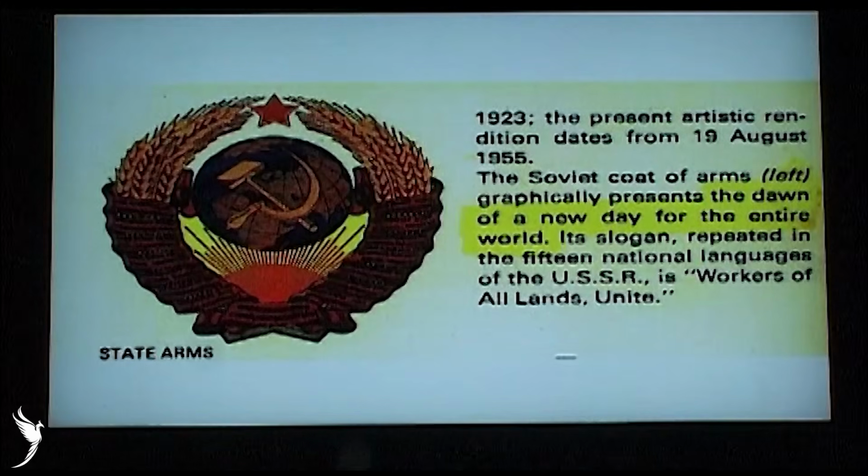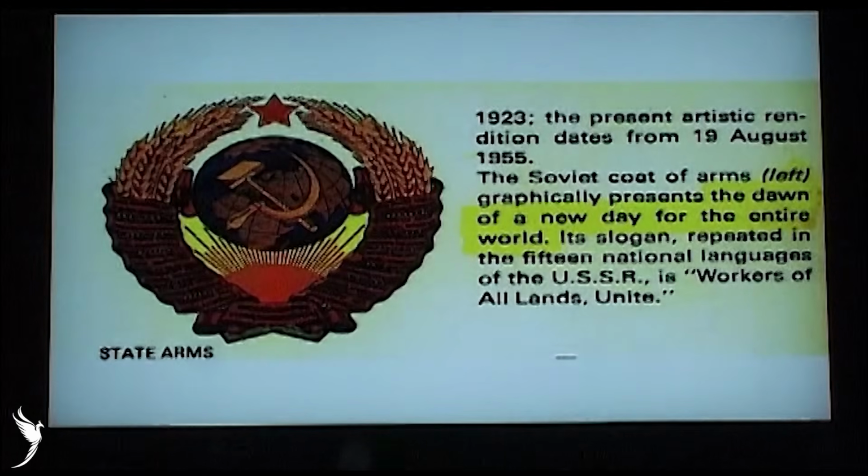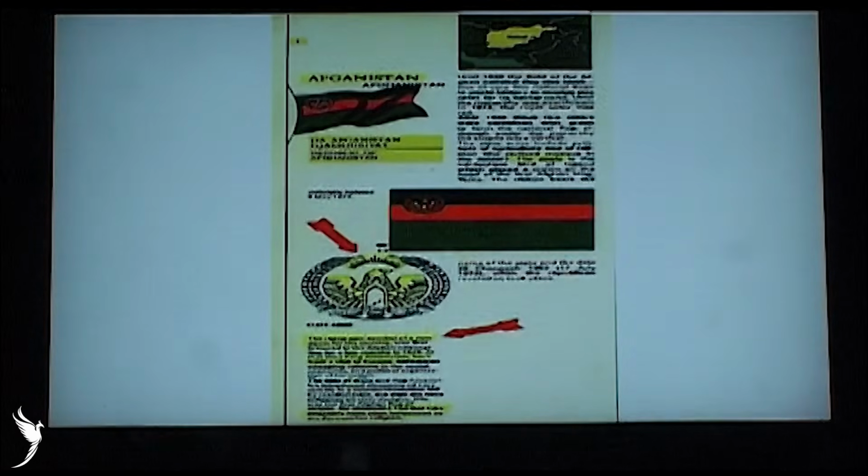But you will see the sun rising over the earth, coming up onto the earth. And it says on the right-hand side, the Soviet, which we're talking about, Soviet communism. The Soviet coat of arms graphically presents, there it is again, the dawn of a new day for the entire world. So this is a very important symbol for world communism, the dawning of a new day for the entire world. Keep that in mind.